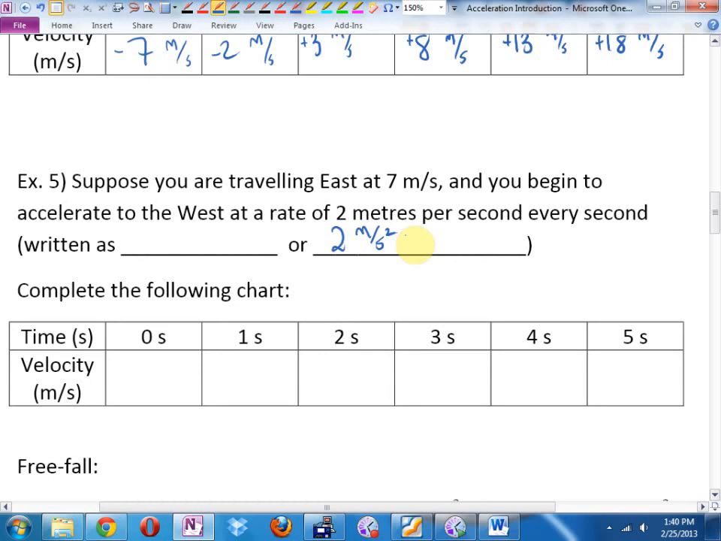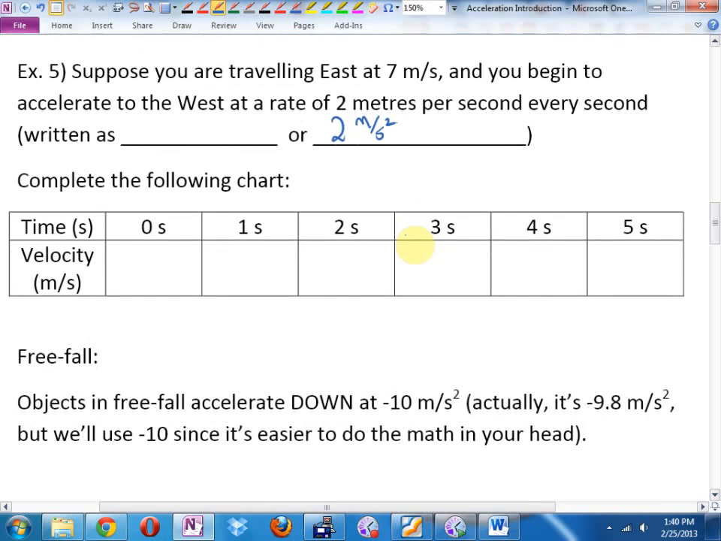Complete the following chart. Try this one on your own. I'll do it up here. See if you can get the same thing.